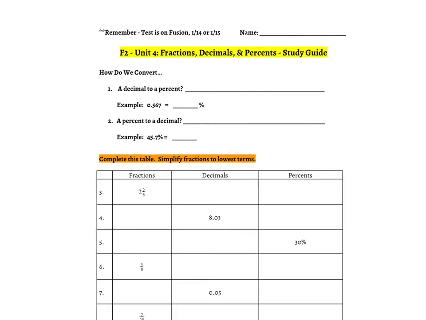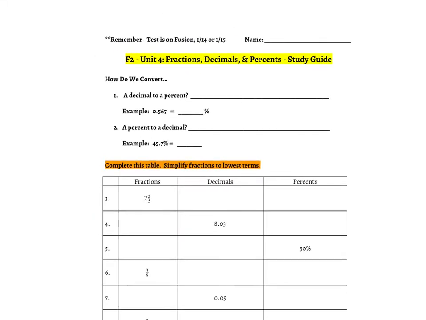Let's go ahead and review our study guide. How do we convert a decimal to a percent? Multiply it by 100, or you could have said move that decimal 2 places.